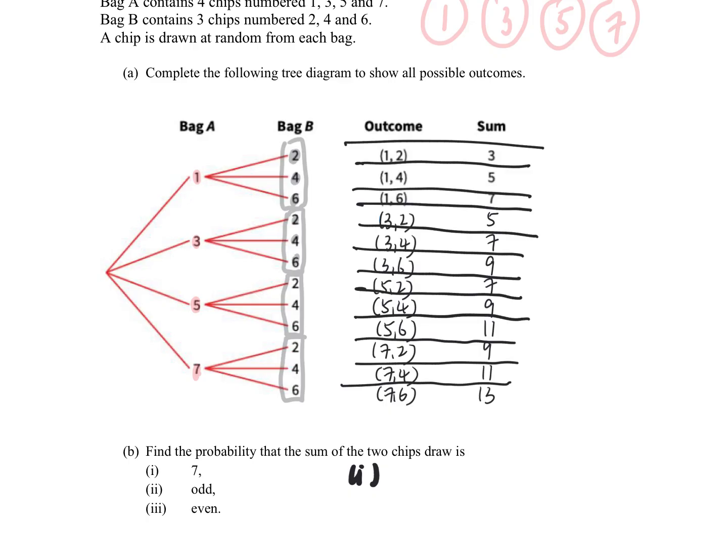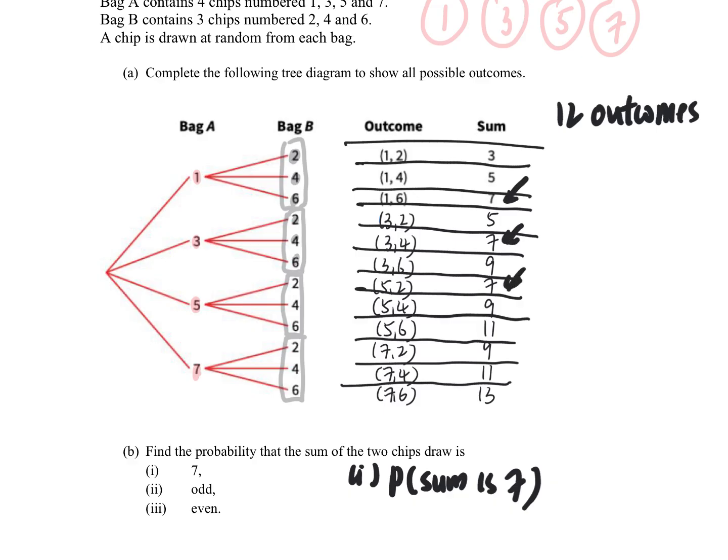Sum is 7. So first you must count how many possibilities you have. 1, 2, 3, 4, 5, 6, 7, 8, 9, 10, 11, 12. 12 outcomes. So which are the ones that are 7? 1, 2, 3. So 3 out of 12, which is 1/4. Very clear-cut ones.